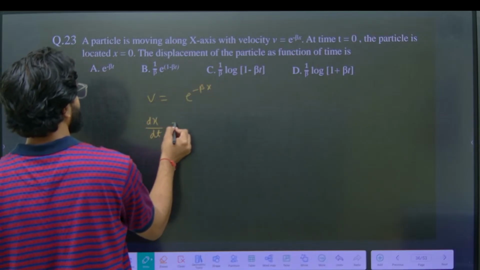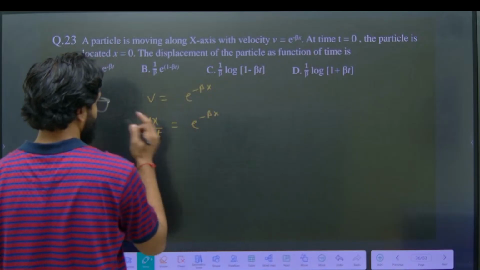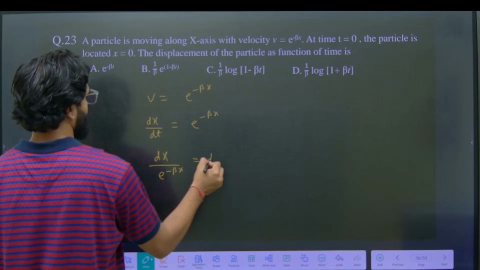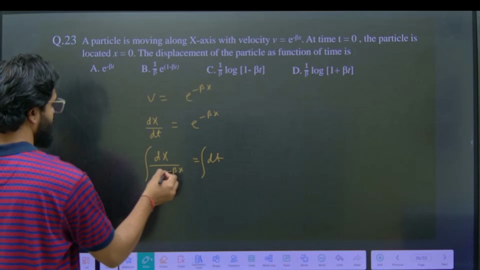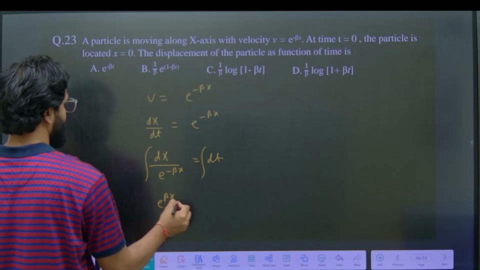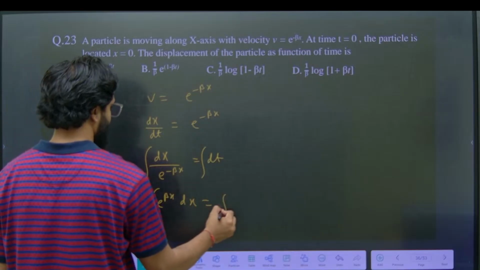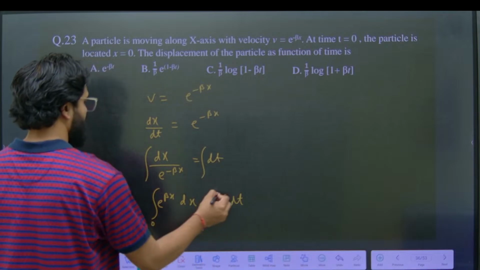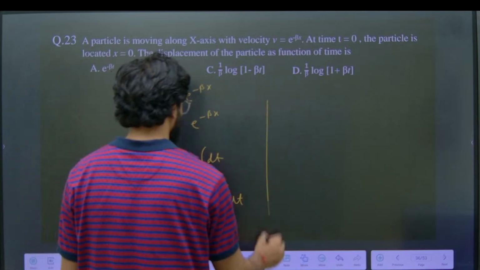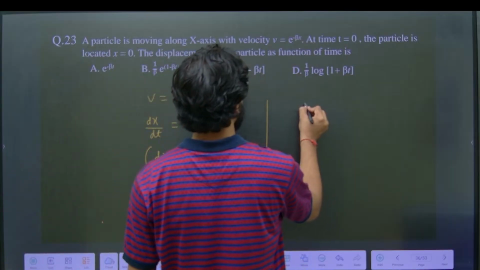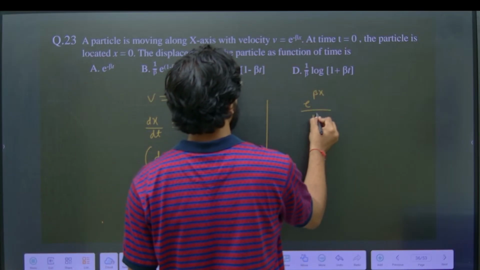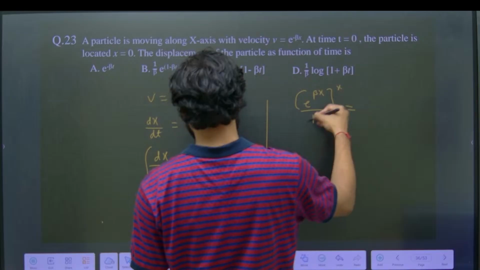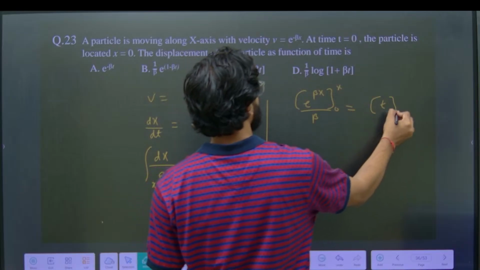We can write velocity as this. Integrating, we can write it like this. At t equals 0, the particle is at x equals 0, and at t equals t, let's say it is at x. So the integration of this will be dx upon e to the power beta x equals to beta dt, with t from 0 to t, correct?